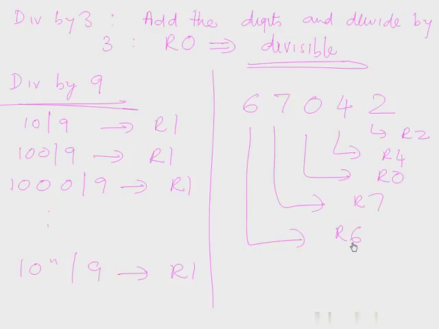Let's add up all the remainders. 7 and 6, 13, 15 and 4, 19. So the final remainder is 19. I divide that by 9. I get a remainder of 1.